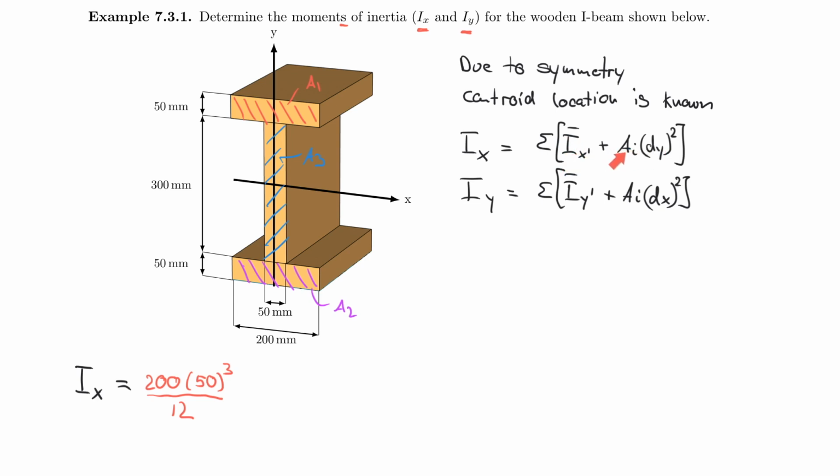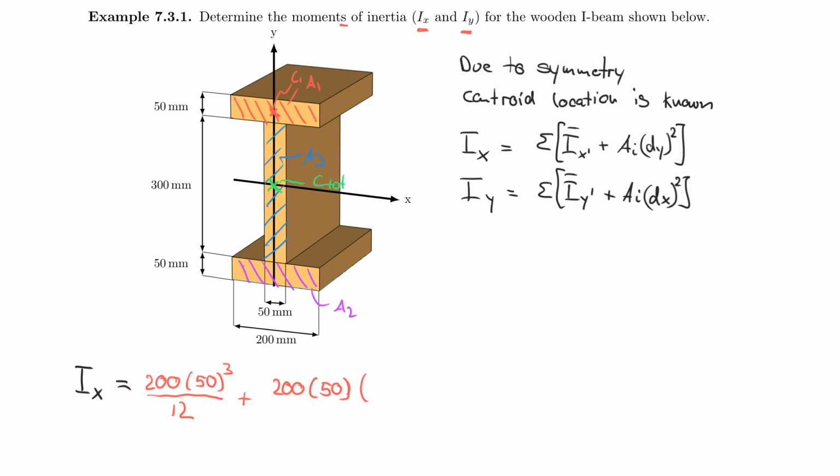Now my next portion is the A_i and the distance. The A, of course, is easy for everybody. So that would be 200 times 50. And now I need some lever arm. So what is the lever arm? Remember what dy is. Dy is actually the distance between the centroids. So I have a centroid here, the total centroid, and I have a centroid here. I'm going to draw that in there for you. So there's my C1. And then I also have a C total, which is right there.